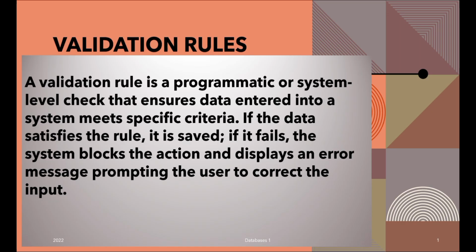Now I want you to understand that the validation rule is a programmatic or system level check that ensures data entered into a system meets specific criteria. If the data satisfies the rule, it is saved, but if it fails, the system blocks the action and displays an error message prompting the user to correct the input.